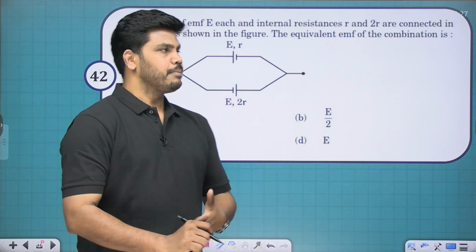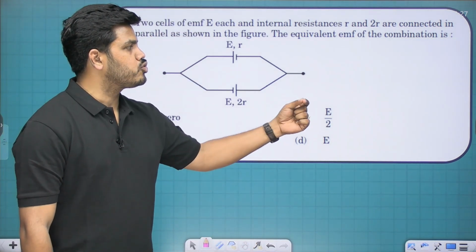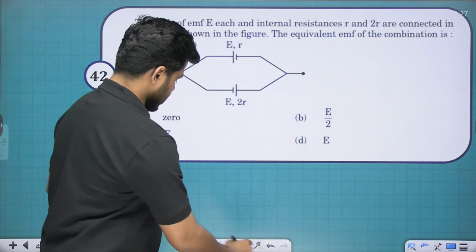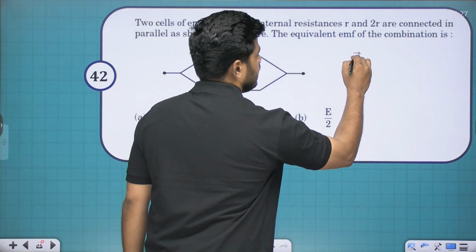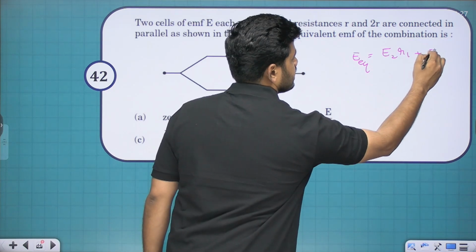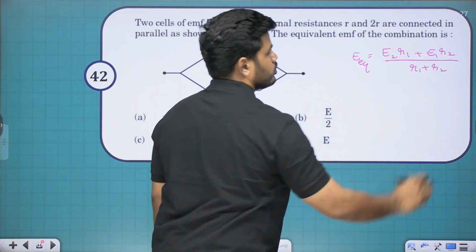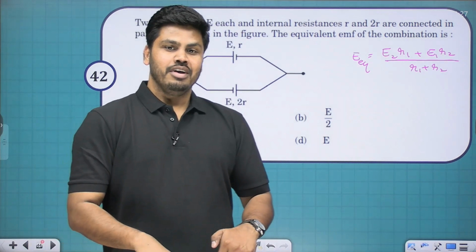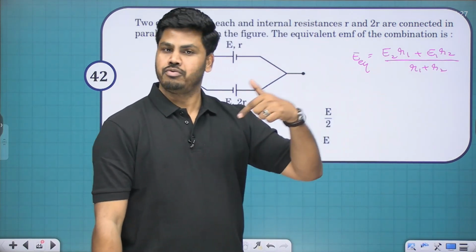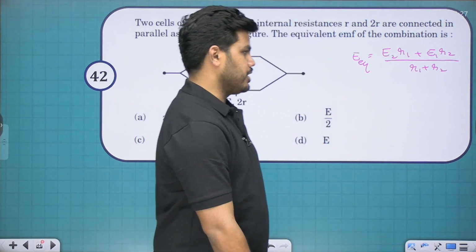It is about combination of cells. Two cells of EMF E each and internal resistances R and 2R are connected in parallel combination. We know the equation for equivalent EMF: E equivalent is equal to E2 into R1 plus E1 into R2 divided by R1 plus R2. E2 is the EMF of the second cell, R1 is the internal resistance of the first. So E2 and R1, E1 and R2, that is how we got the equation.